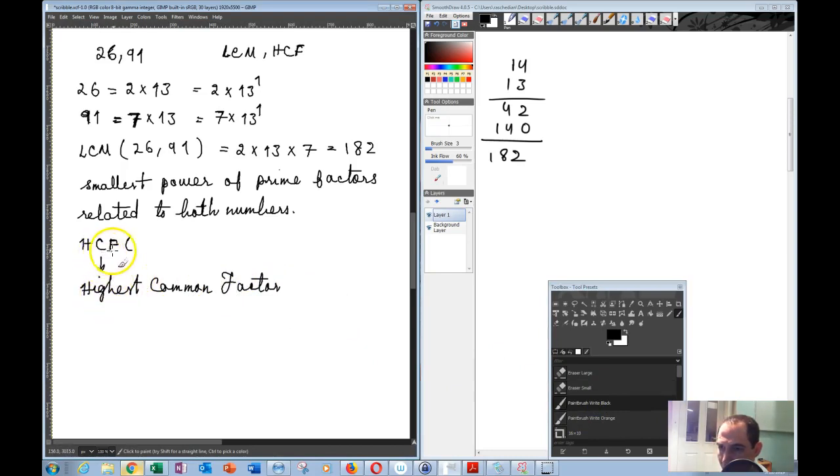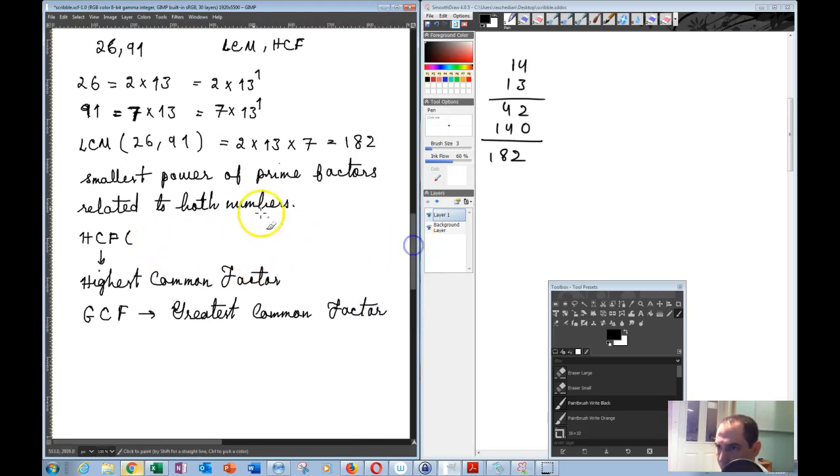So some people, this stands for the highest common factor. Some people also refer to the same concept by using the word the greatest common factor. So what you do here is, once you have the two numbers that you want to take the highest common factor, or HCF, of, you go for the common factors.